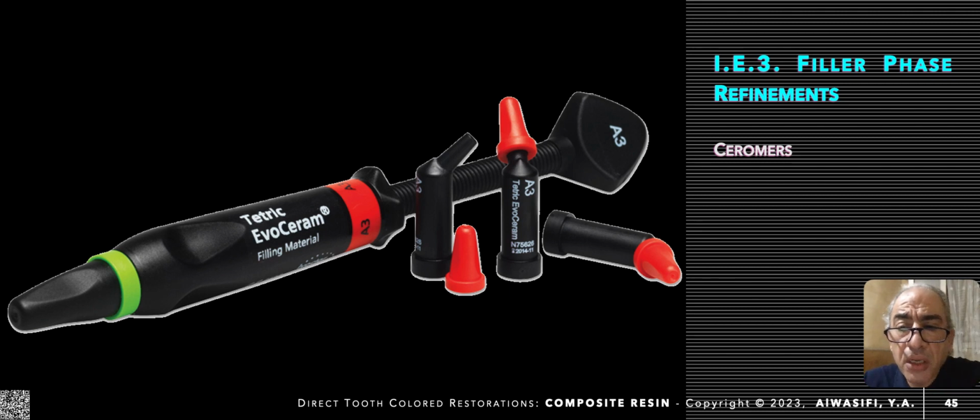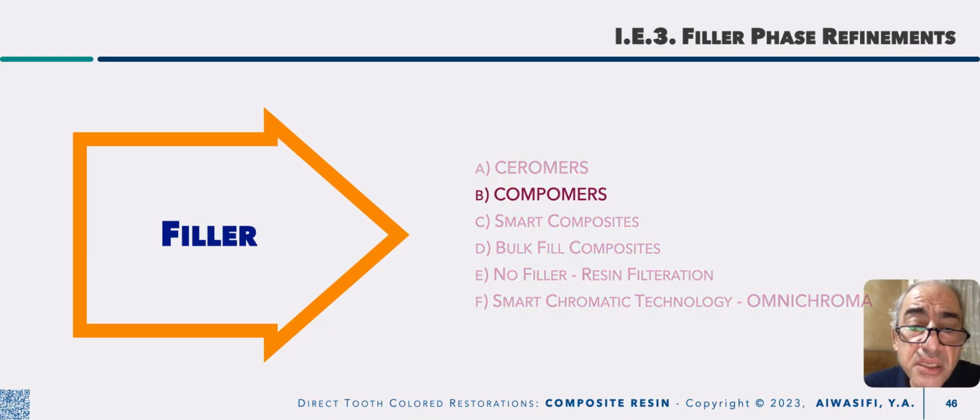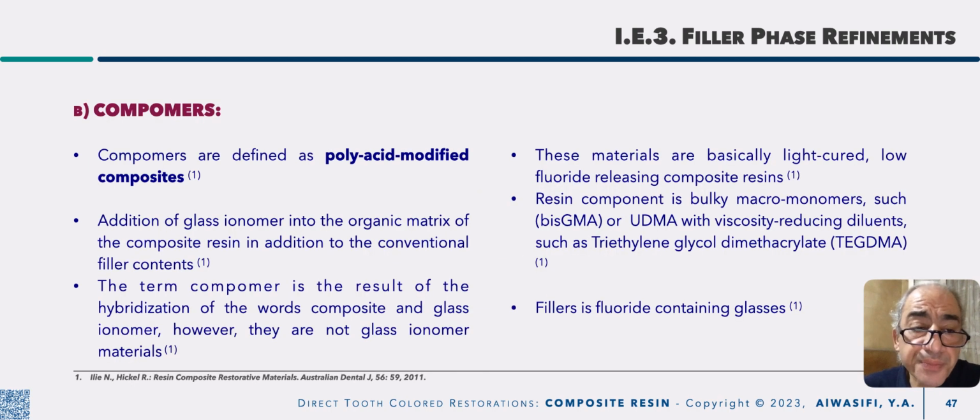These are a model of it. And comes compomeres. Compomeres are a trial to modify the properties of glass ionomer and to modify the properties of composite resin. You get a material blended in between composite, in its physical and aesthetic properties, and the glass ionomer, in its biocompatibility and its anti-corrosion properties due to fluoride.